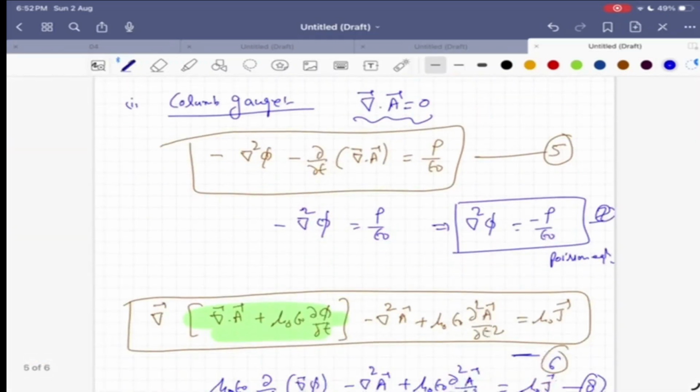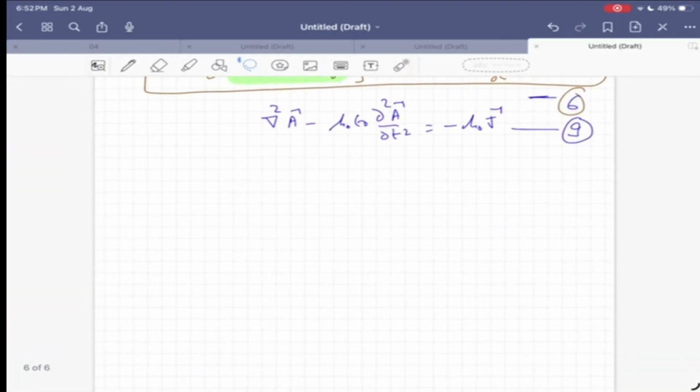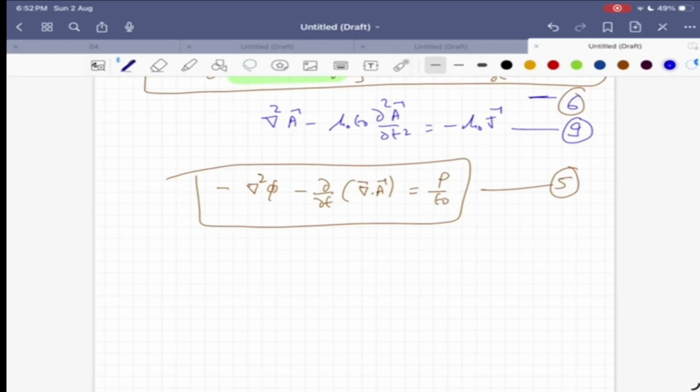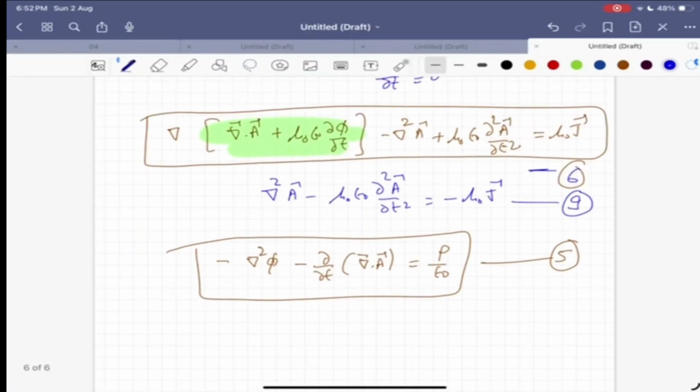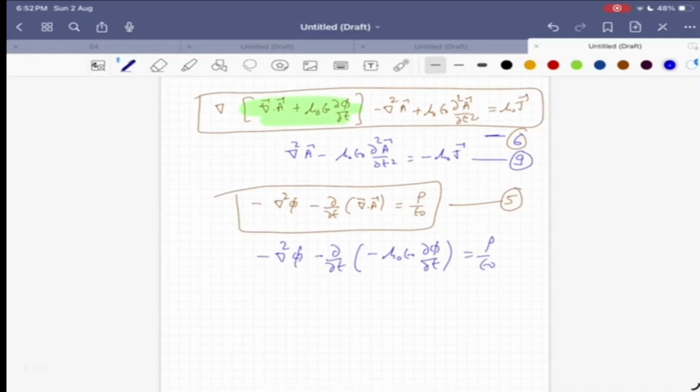And from 5, this was our 5, if we use this gauge, minus del square phi minus del t of del dot A, and del dot A is minus mu naught epsilon naught del phi by del t, and that is equal to rho upon epsilon naught. So this gives me del square phi minus mu naught epsilon naught del 2 phi by del t2 is equal to minus rho upon epsilon naught.